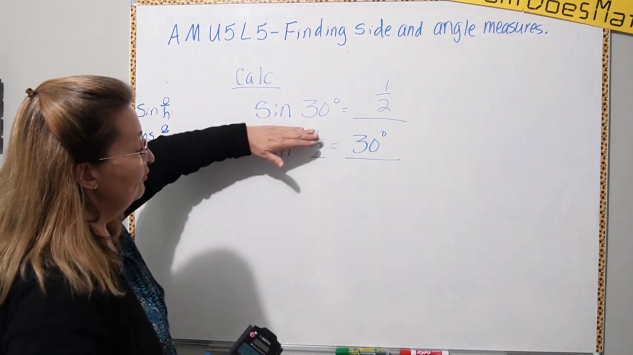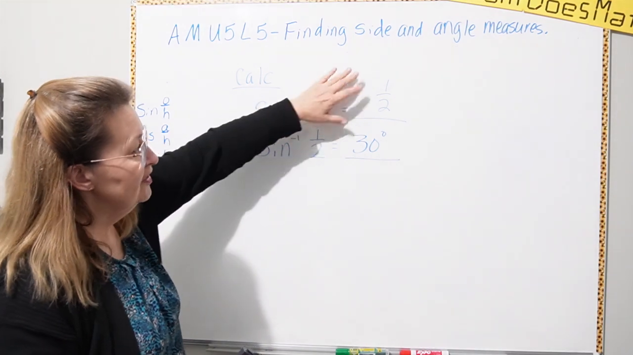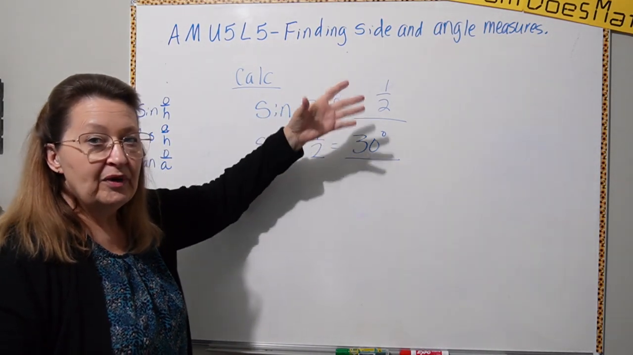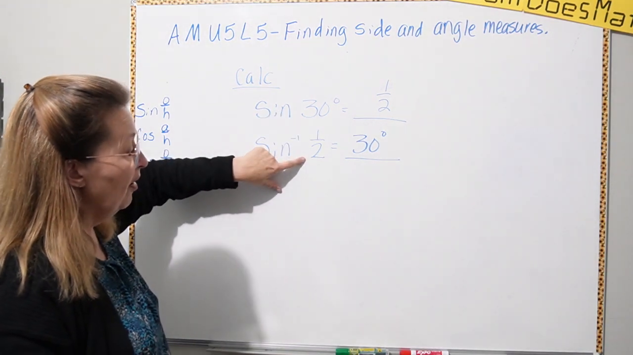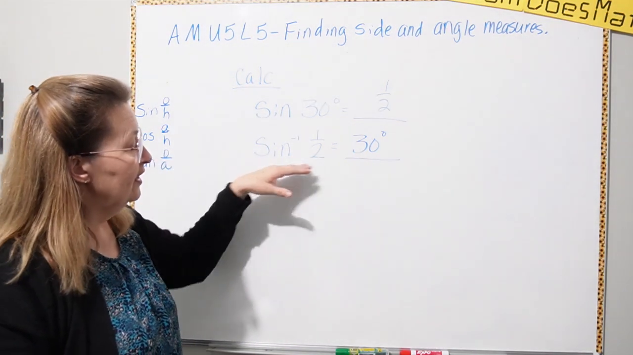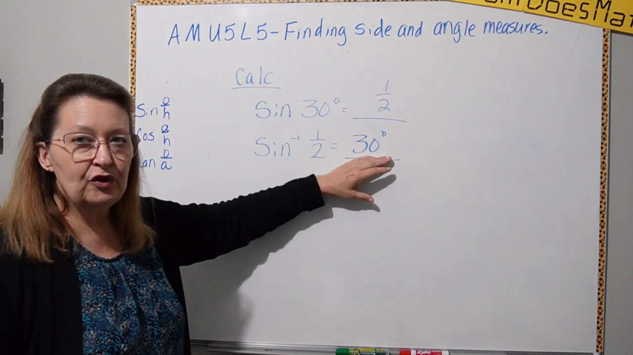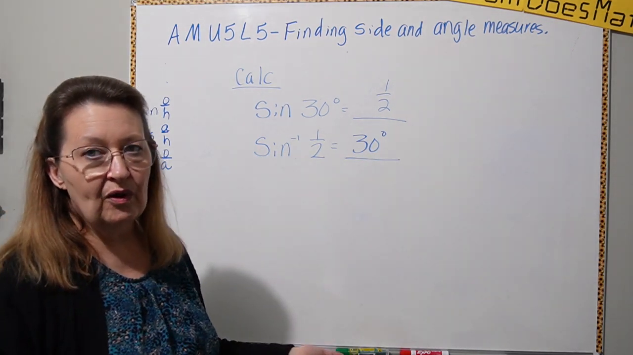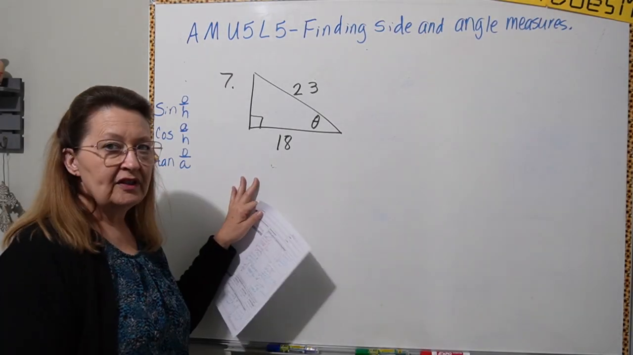So you see, if you had the degree measure, this gave you the ratio of the side opposite and the hypotenuse. But if you had the side opposite and the hypotenuse, going the inverse sine route will tell you what degree measure that angle is. Okay, so let's actually work some problems. So let's look at number 7 now.